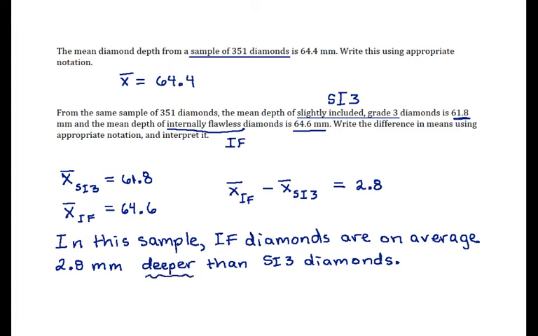But this has all of those important elements again. In this sample, so make it clear that we are not talking about all diamonds with this statement. Internally flawless, on average, again, referring to the fact that we are talking about a mean, 2.8 millimeters, we used some units with that, and indicating which one is greater than the other, deeper or greater depth or something like that.